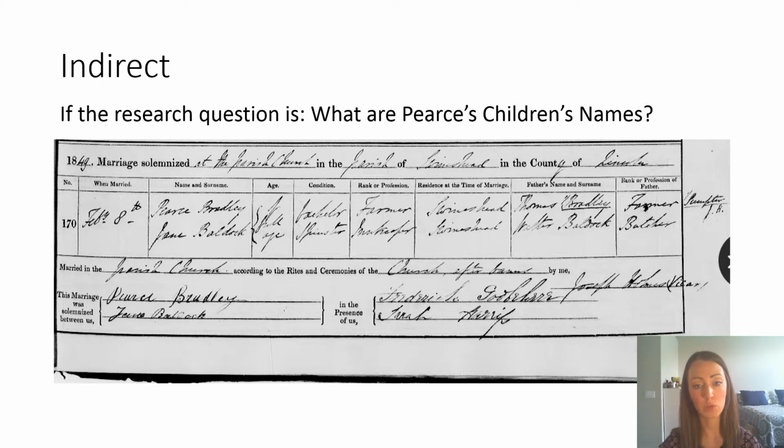All right, if the question is what are Pierce's children's names, then Pierce's marriage record is indirect evidence. We know that he did get married to a woman named Jane, but we don't know what the children's names are. We know that Jane's maiden name is Baldock. So later on, when we find a christening record for Walter Baldock Bradley with a father named Pierce and a mother named Jane, then we can use that combined with this to come to an answer, which is that Pierce's child's name is Walter Baldock Bradley. So combining those two clues, that's indirect evidence.